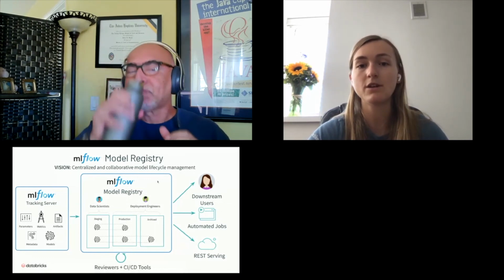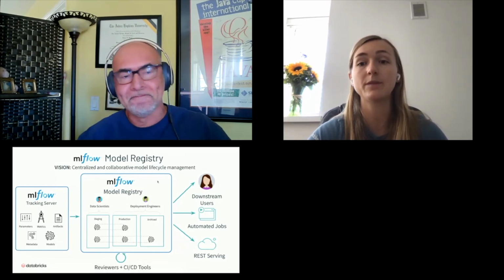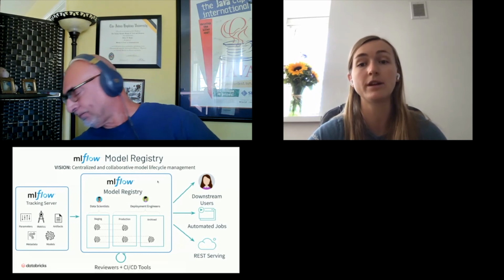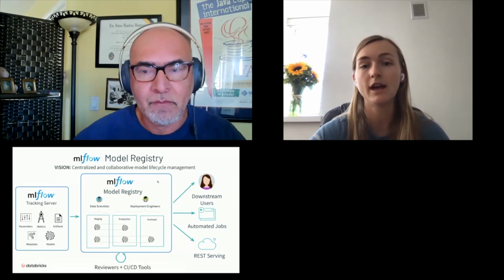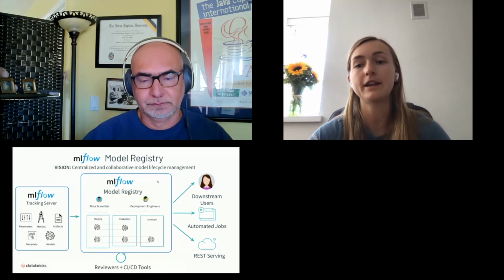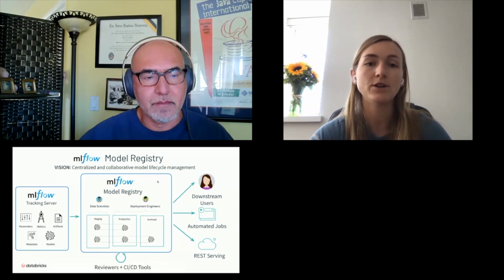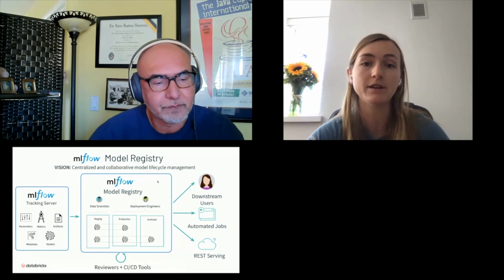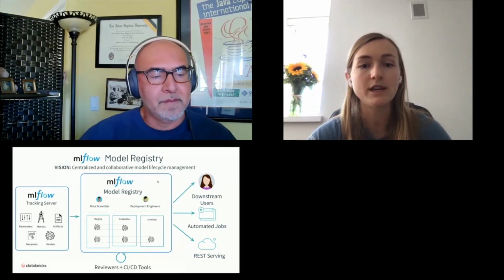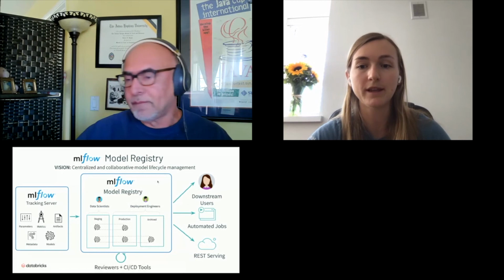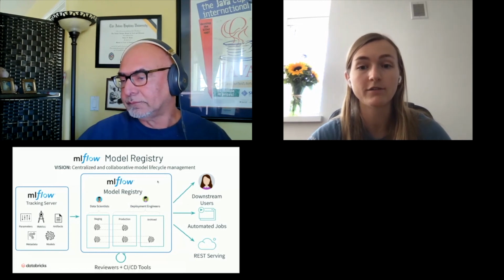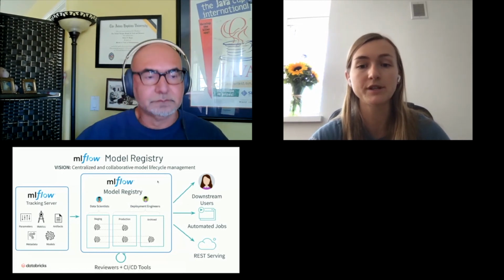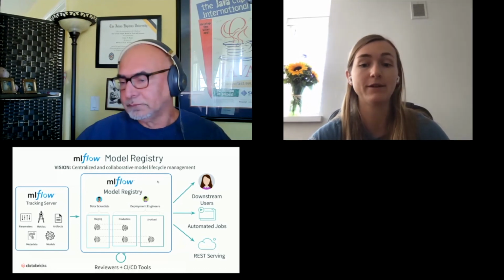And then you can see here, the MLflow model registry can be queried by downstream users, can be used for automated jobs, for example, pushing to Azure ML, etc. And it can also be used for REST serving. And you can see here an example of an MLflow model registry for the airline delay Spark ML model. You can see here that version 1 was created by Clemens and has now been archived. Version 2 also archived. Version 3 is in production, and version 5 is now in staging.